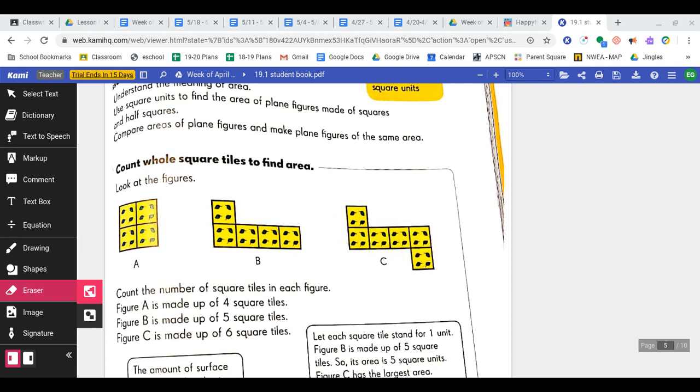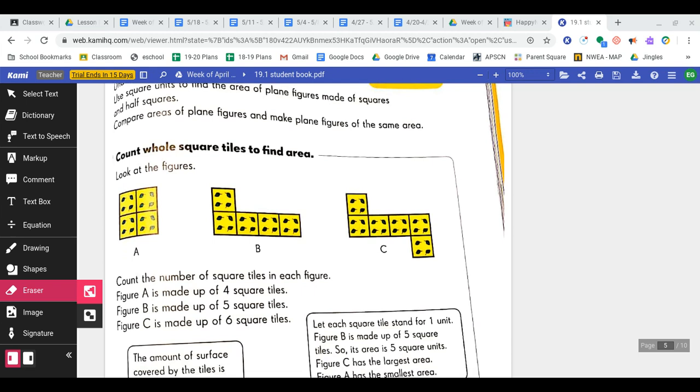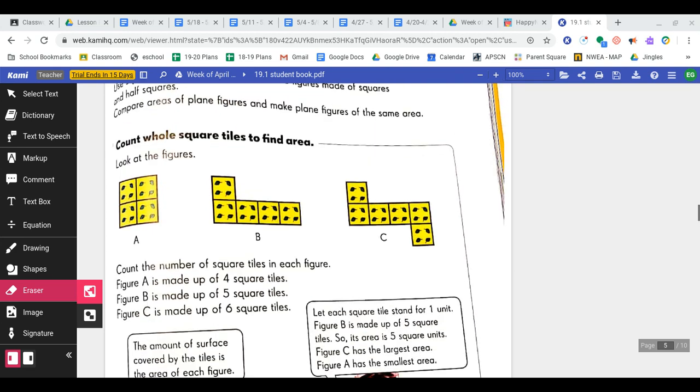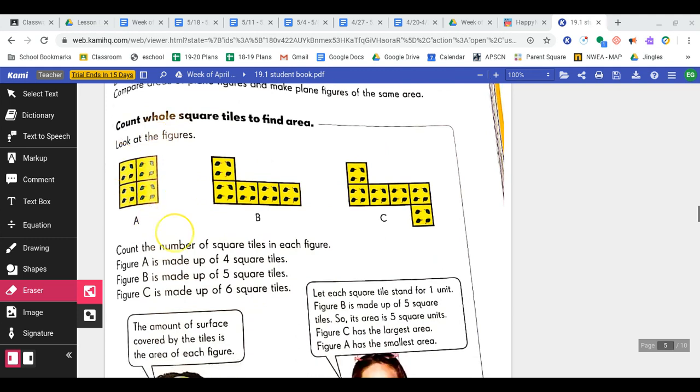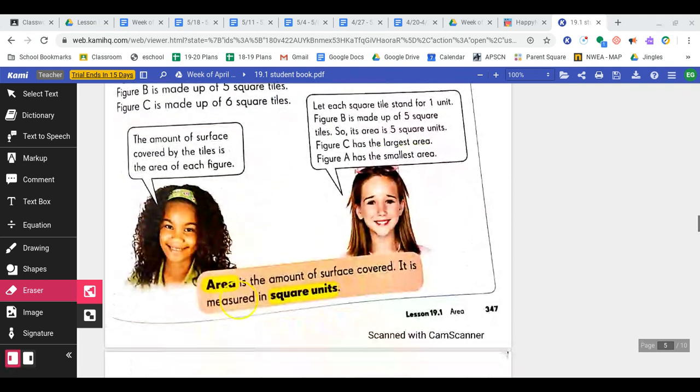We would measure the area of these shapes in their square units. So we couldn't just say the area is 4, it's 4 square tiles. And so later on, we'll get into using it specifically with inches and feet. But right now, all we know is that these are square tiles. So that is how much space is within the polygon. At the bottom here, it says the area is the amount of surface covered. It is measured in square units.